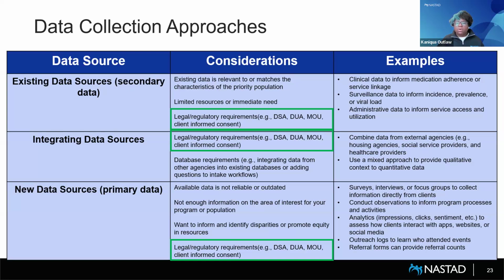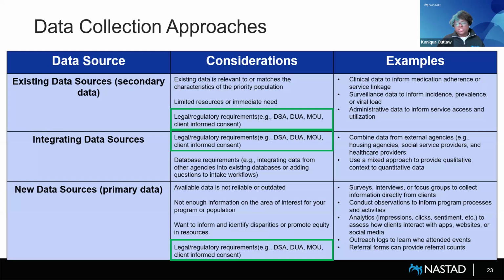But as you talk about whether it's using existing data, collecting new data, or even integrating data from different sources, keep in mind that there could be some legal and regulatory requirements for data that you have to navigate before you can obtain that data. So as you think about what that looks like, just consider whether or not you need or have in place a DUA, a data use agreement, a data sharing agreement, or a memorandum of understanding that's going to allow you to access data from other agencies.